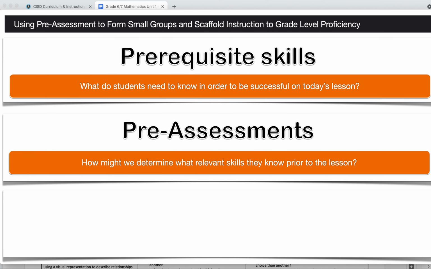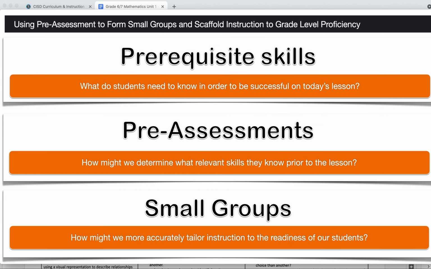Then, once we know what those prerequisite skills are, how might we determine what they know? How might we determine if the students have those prerequisite skills? These pre-assessments are going to be informal, possibly observable, and very, very purposeful, because we're going to take the data from those pre-assessments and form small groups.